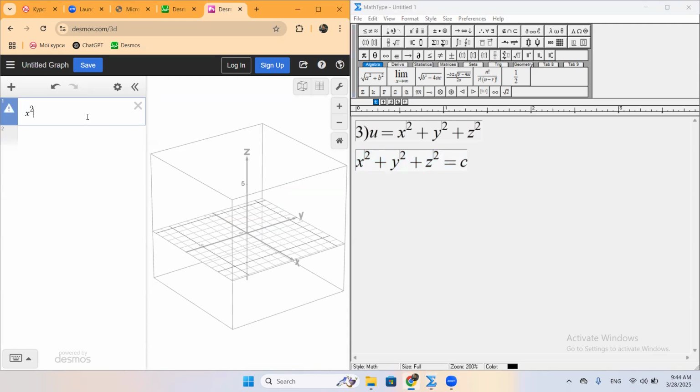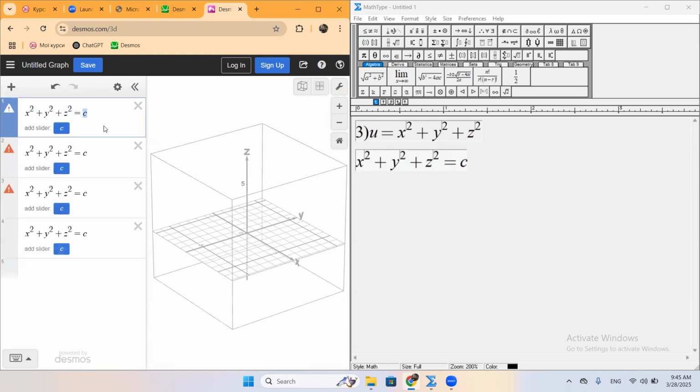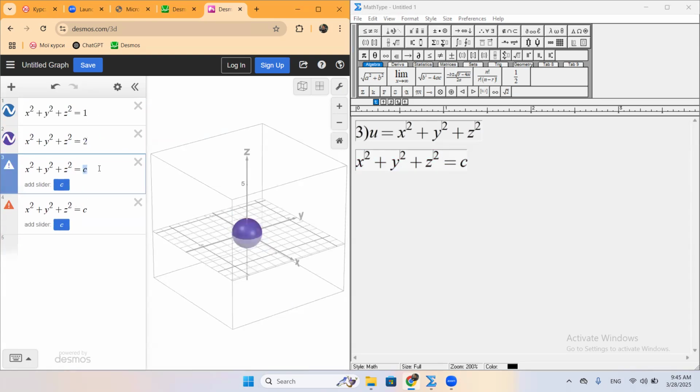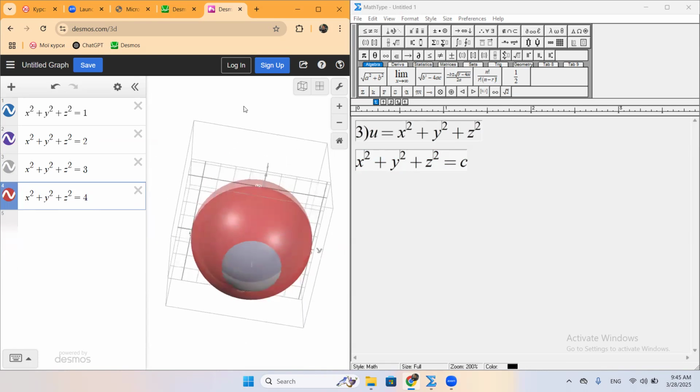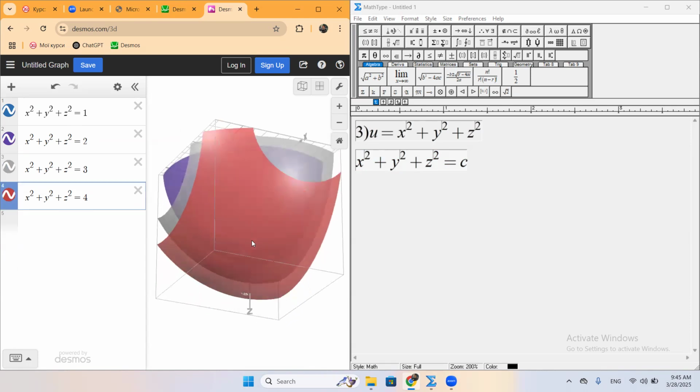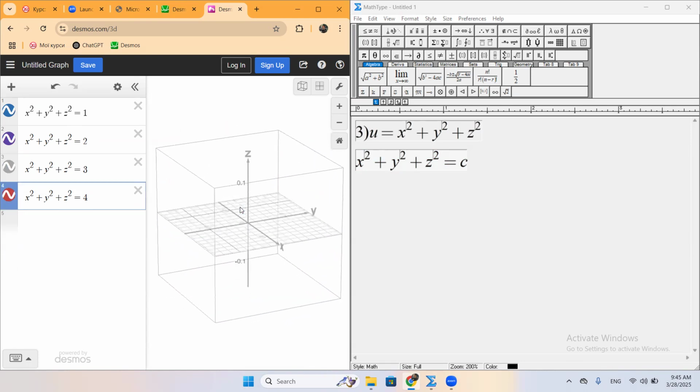So let's plot this surface, and I can also modify the slider. Let's plot multiple graphs also. We can do it. So multiple spheres on this graph. Here they are even cut out a little bit, so we can look into them.